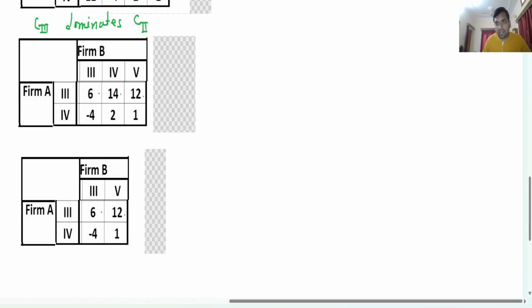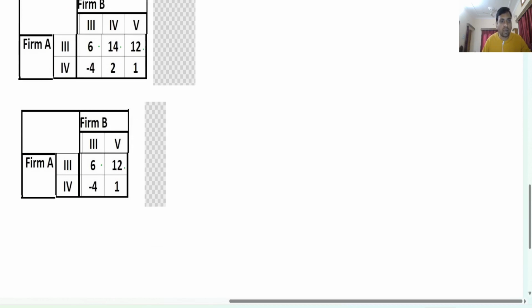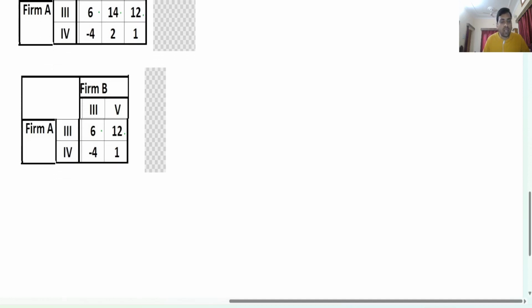Now this matrix is reduced to the form of 2 by 2, as there are two rows and two columns. So we can apply the algebraic method in this situation as the size of this matrix is 2 by 2. But in this case we will try to eliminate more rows and more columns because we can get the saddle point directly by eliminating rows and columns. So again we are trying to eliminate this fifth one. So this 12 is greater than 6 and this 1 is greater than minus 4. So you can eliminate this last column also.